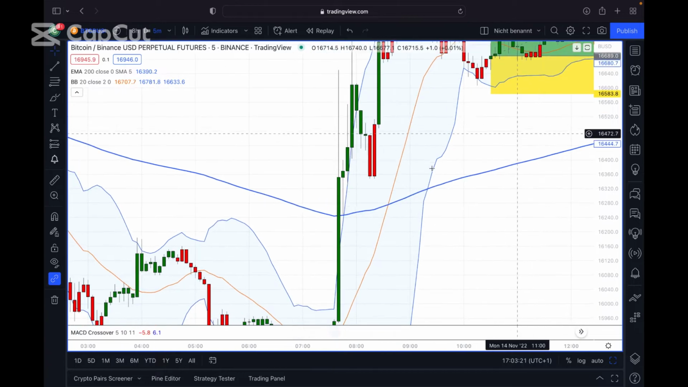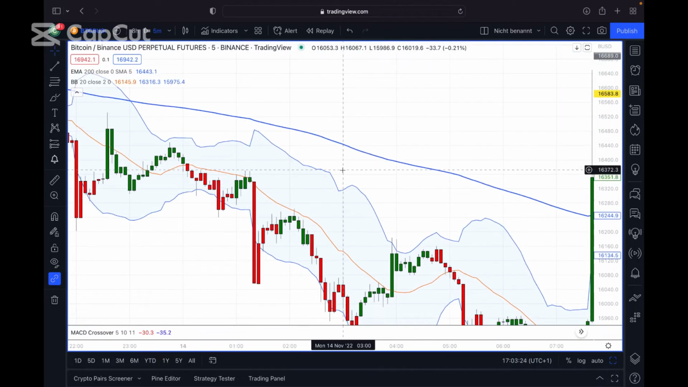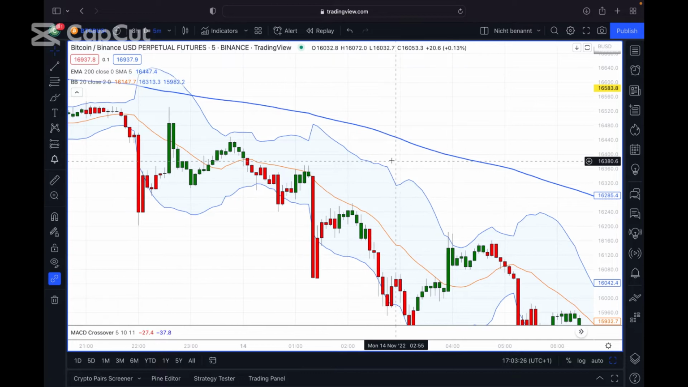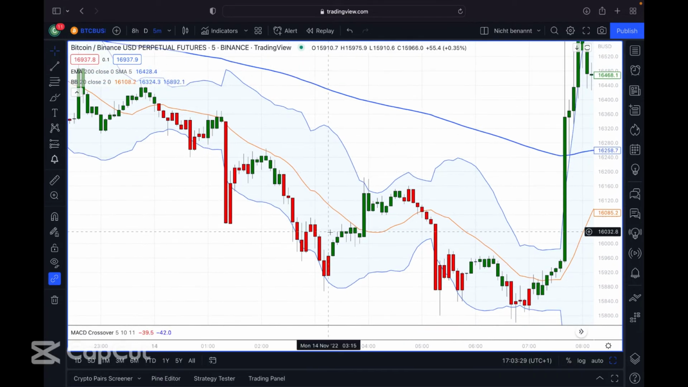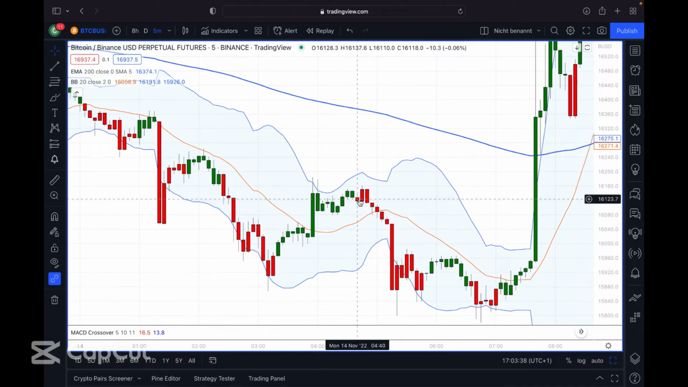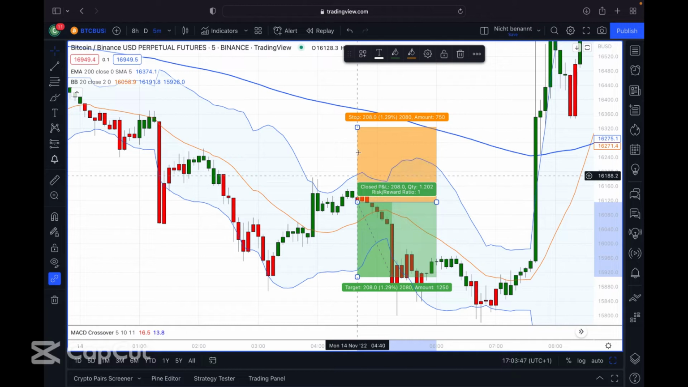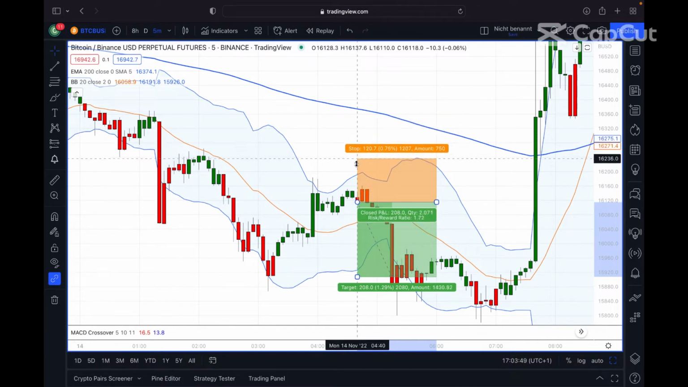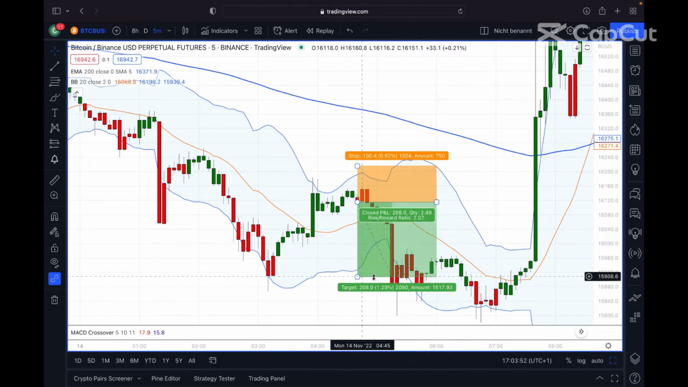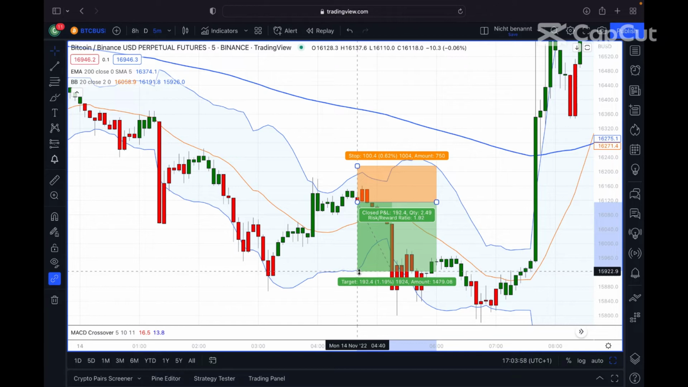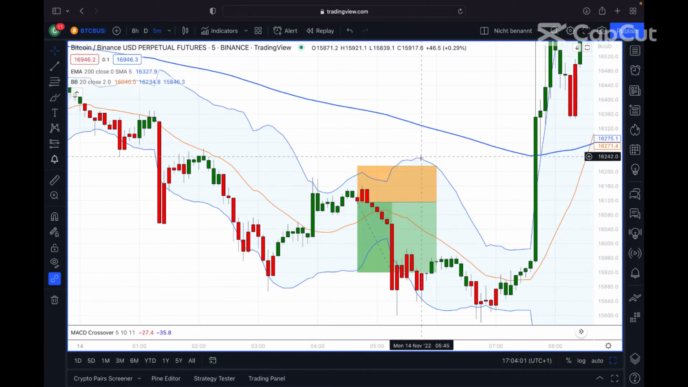For a short entry, here is a good example right now. As you can see, the price comes to the upper Bollinger Band, and after a while we can see that we have a MACD crossover. So right there I would put a short position. I would place the stop loss just above the upper Bollinger Band and go for a 1 to 2 risk to reward ratio. As you can see, this would also be a win.